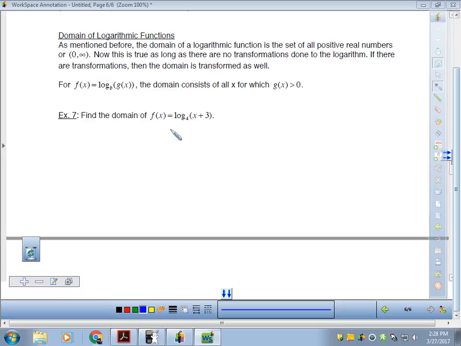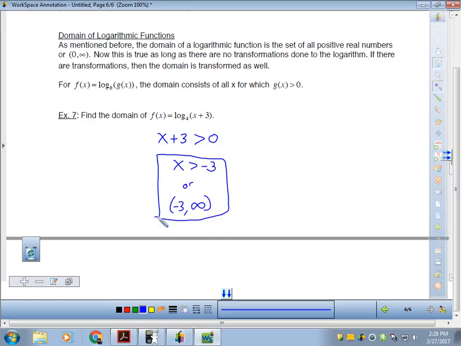And so if you see example 7 here, it asks us to find the domain of f of x equals log base 4 of x plus 3. So to find the domain, we take what's inside the logarithm, the x plus 3, and we say it has to be greater than 0. Solve it for x, so move the 3 over, x has to be greater than negative 3. Now if they want that in interval notation, then we can say this goes from negative 3, not included, to infinity, because infinity is greater than negative 3. So there is our domain for that logarithm.